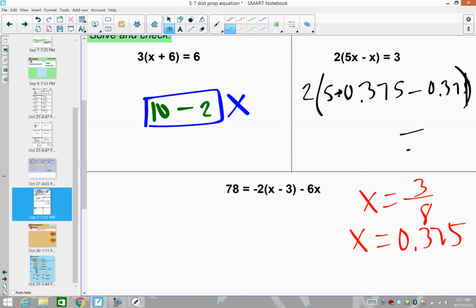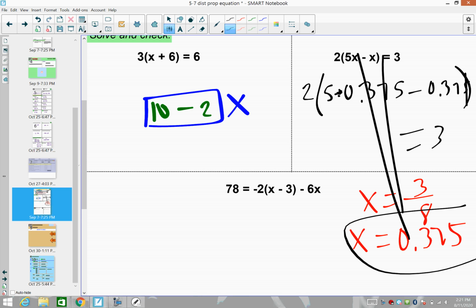Does that equal 3? So I'm going to throw that in my calculator, because it's kind of a mess on the screen. But 2 multiplied by 5 times 0.375 minus 0.375. I'm typing what I have on the screen. Does that equal 3? I plugged it back in. So if I plug that back in for both those x's, we can see that this is the solution for x. 0.375 is the solution for x, or the fraction 3/8.